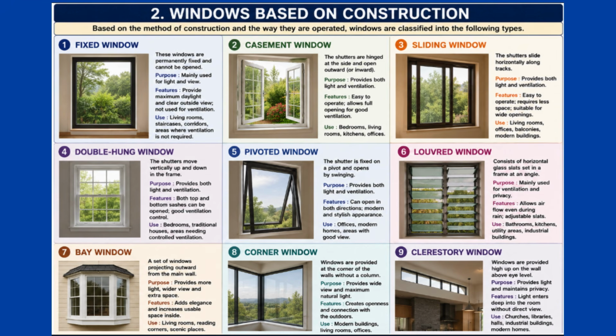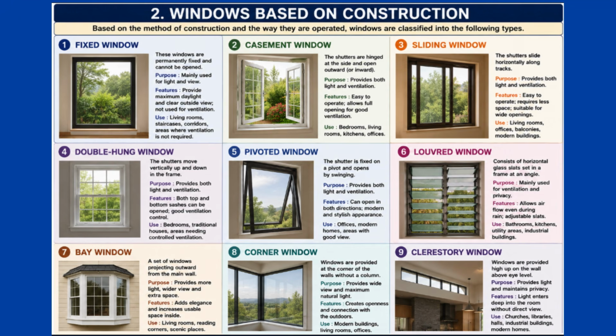8. Corner window. A corner window is placed at the corner of two adjoining walls. Features: provides light from two directions. Gives a panoramic view. Makes the room appear more open. Creates a modern architectural effect. Uses: living rooms, offices, modern houses. Main purpose: maximum light and wide view.